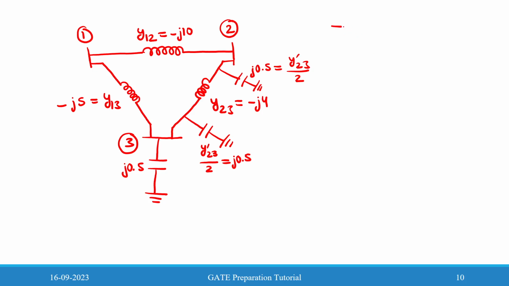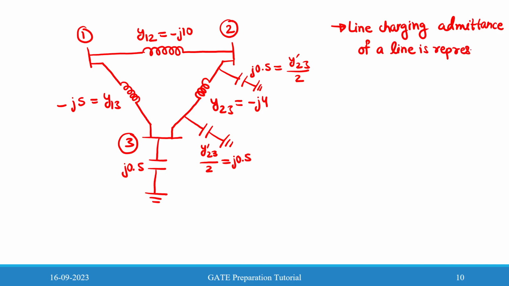So just write here one point, that the line charging admittance of a line is represented as a pi equivalent. So that's why we make it as a pi equivalent. And from here you can verify that a shunt element is present at 1, 2, and 3.